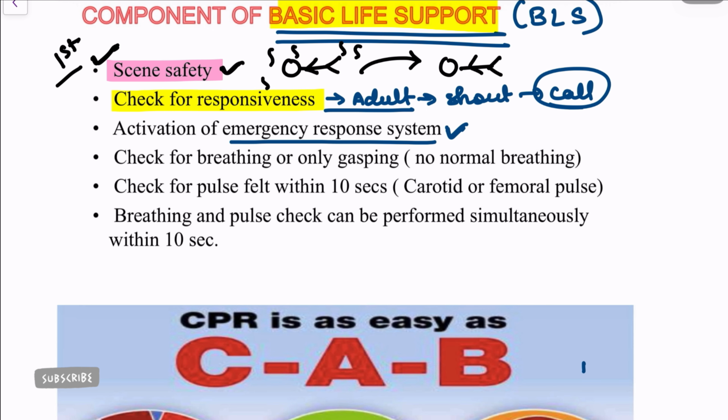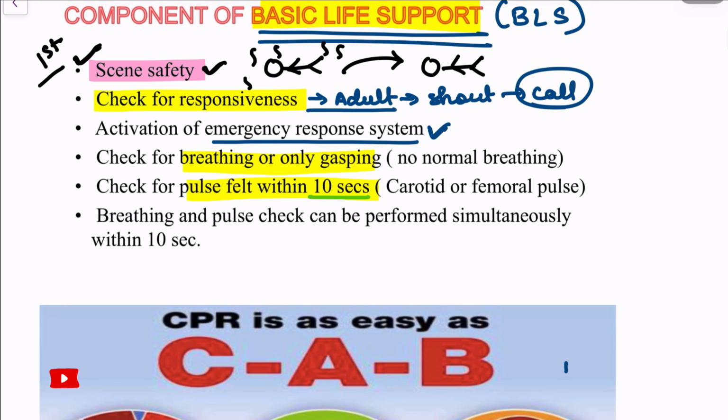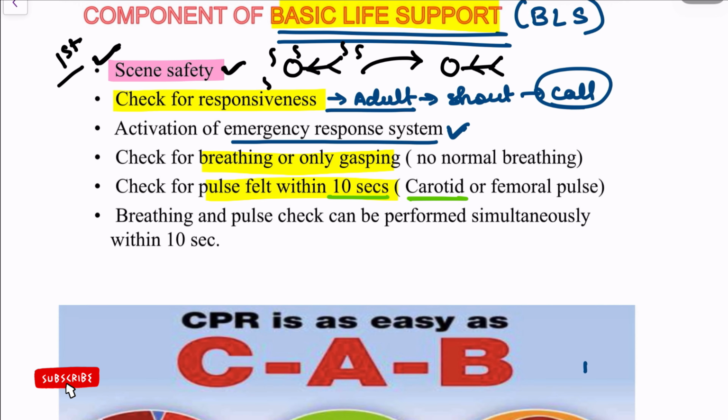If the patient is not responding, then you have to check for breathing and feel for the pulse. You have to do these two things simultaneously. One hand should be over the carotid. Carotid pulse is easy to palpate. You have to try to feel the carotid pulse, and via your eyes you have to see whether the chest of the patient is rising up and down or not. If the chest movement is not present, it means the patient is not breathing.